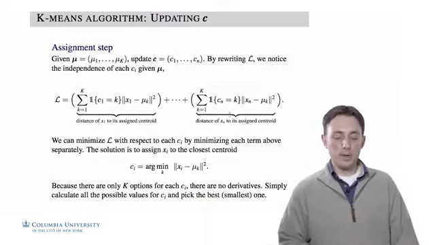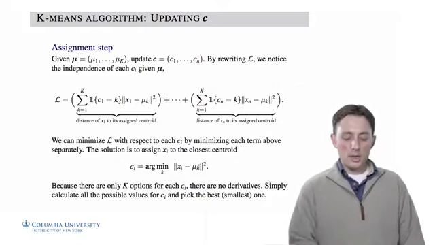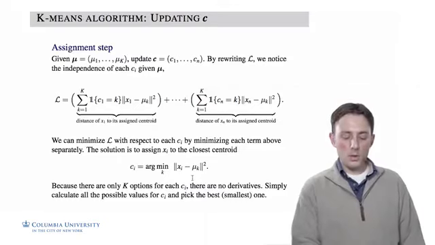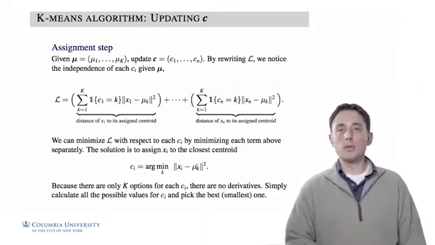We minimize the squared distance from the ith data point to the kth centroid over the subscript k. So ci is simply going to be assigned to the cluster that has the minimum squared distance here. So in plain English, we're assigning xi to the centroid it's closest to.